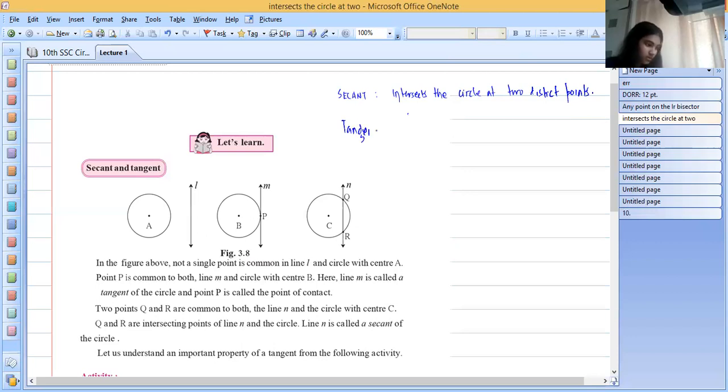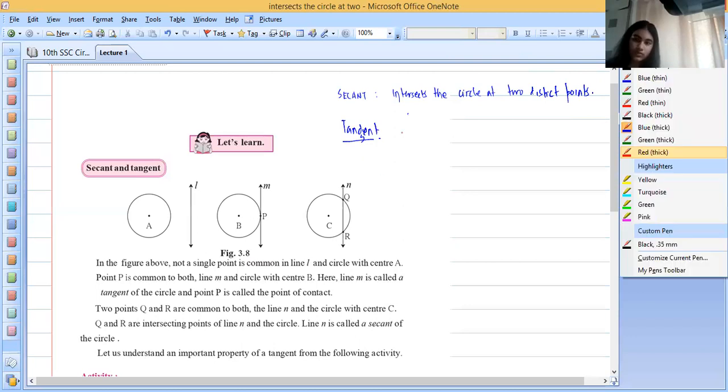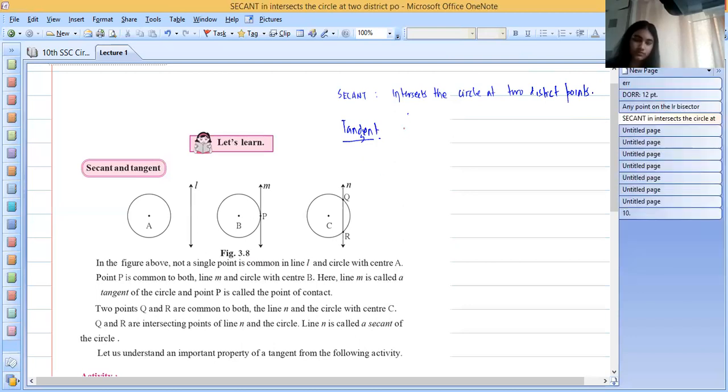Tangent. What is a tangent? It touches the circle at one and only one point. Okay, yes. A tangent touches a circle at only one point.